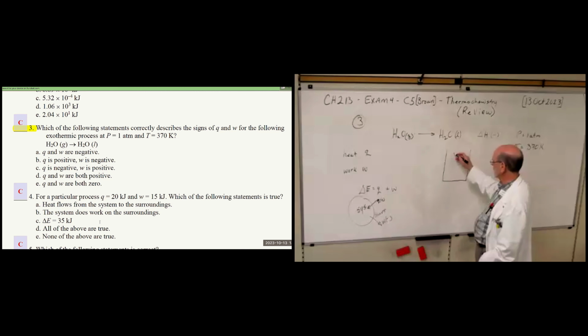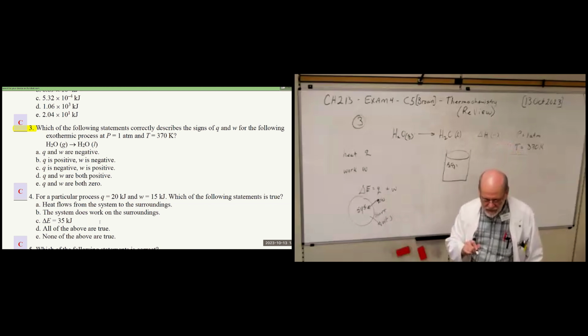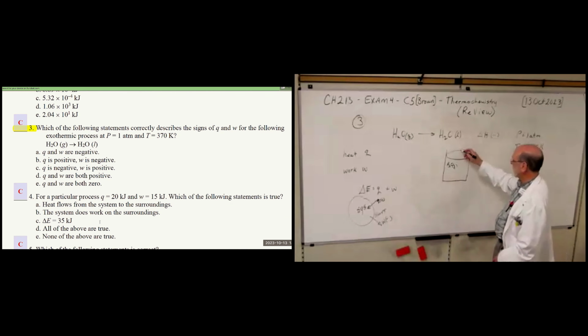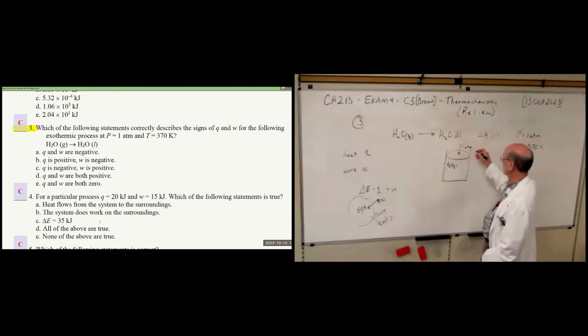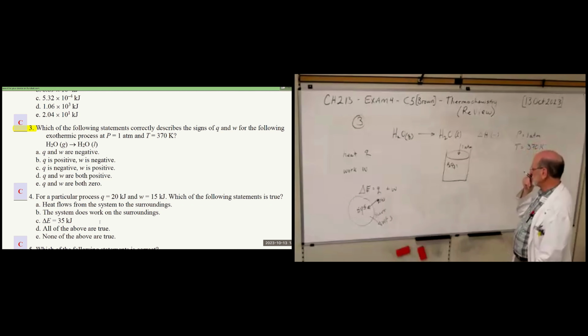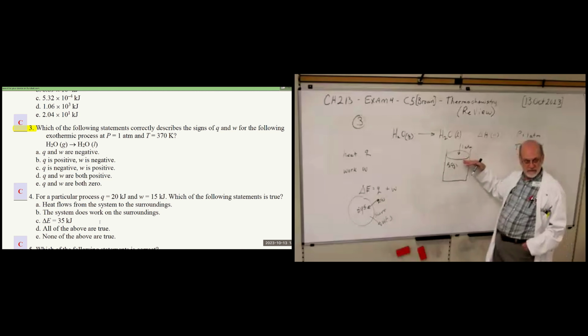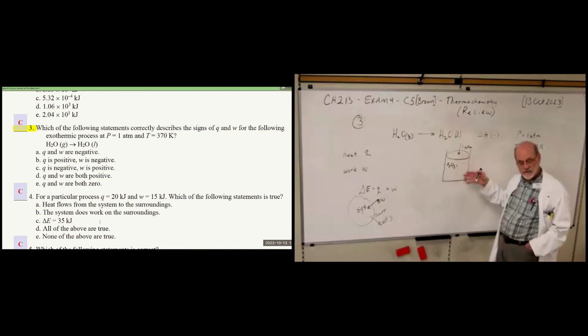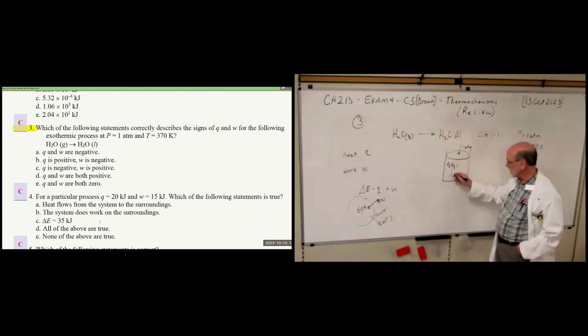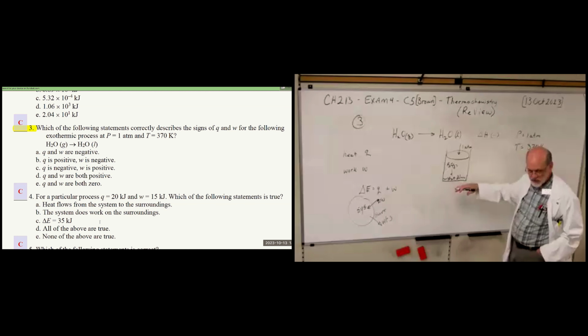So if we have this cylinder, and it starts off with water vapor, and the pressure is constant at 1 atmosphere. Then when this goes to liquid, what's going to happen to that piston? The liquid's not going to occupy the same volume as the gas. So as it goes to liquid, it's going to be down here instead of gas up here. So the piston's going to drop.